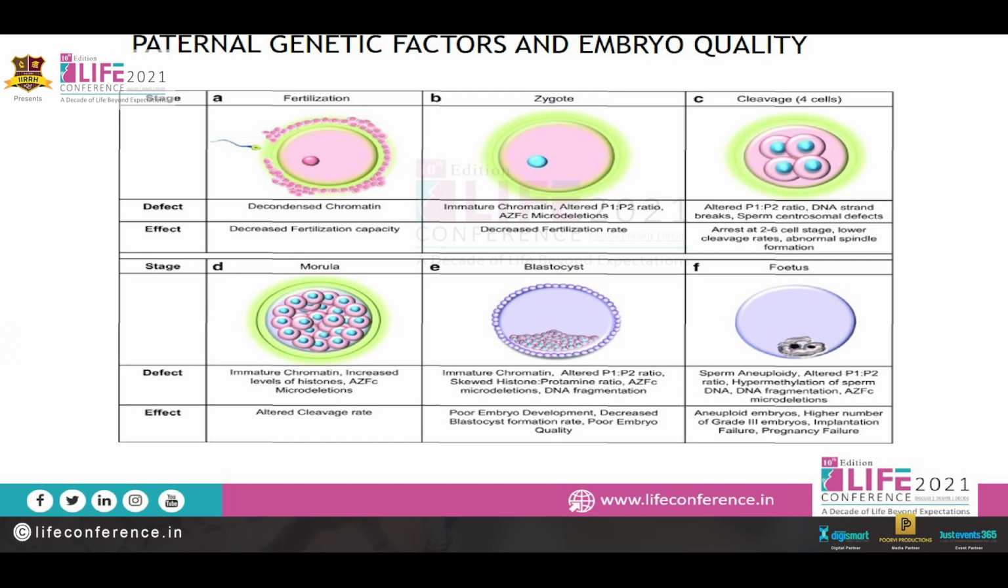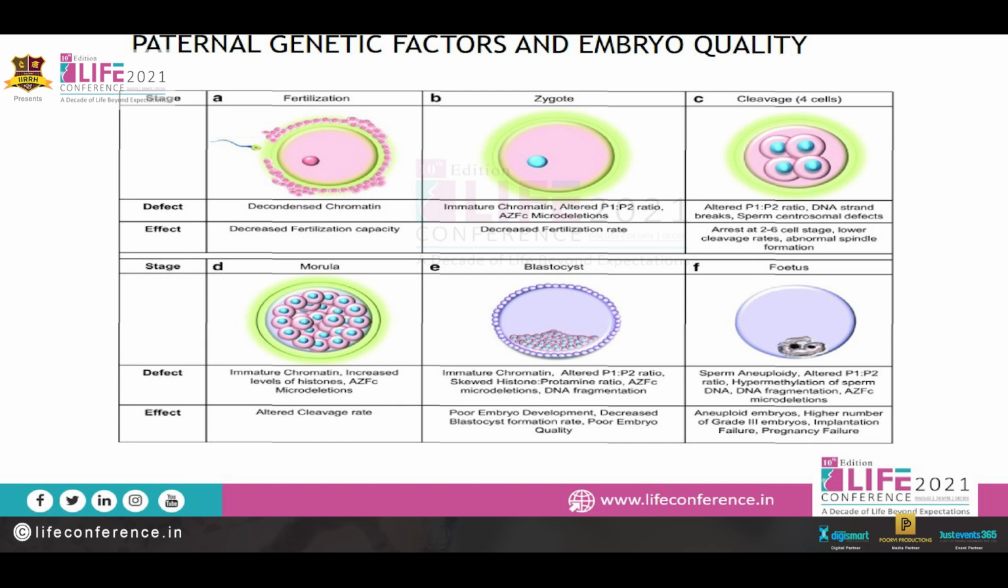At the 4-cell stage, that is the cleavage stage embryo, again the defects would be altered P1 P2 ratio, DNA strand breaks, sperm centrosomal defects, and the effect would be arrest at the 2 to 6 cell stage embryo, lower cleavage rates, abnormal spindle formation. Let us look at the next set of stages that would affect the embryo: the morula, the blastocyst and the fetus. What is the defect at the morula stage? Immature chromatin, increased levels of histones, AZFC microdeletions, and that would cause an altered cleavage rate. At the blastocyst stage, you will have immature chromatin, altered P1 P2 ratio, skewed histone-protamine ratio, AZFC microdeletions and DNA fragmentation. What would that lead to? Poor embryo development, decreased blastocyst rate and poor embryo quality.